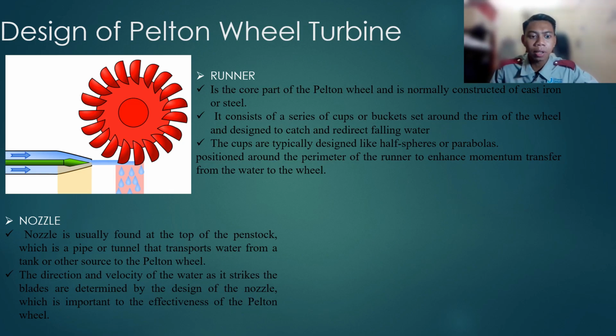The direction and velocity of the water as it strikes the blade are determined by the design of the nozzle, which is important to the effectiveness of the Pelton wheel.